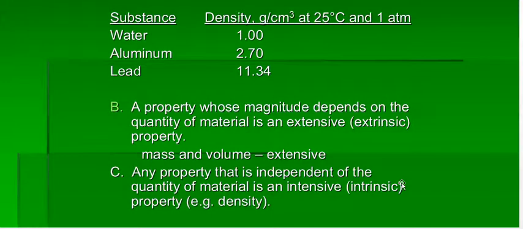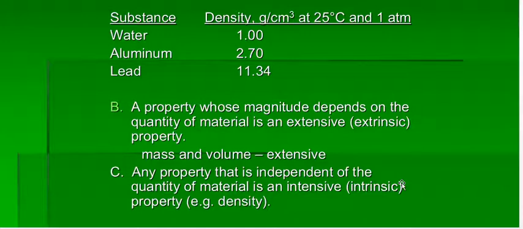Here are some substances and their densities at 25 degrees Celsius. Density depends on temperature. If the temperature changes, so does the density. Density of water is 1. We use that quite often. Density of aluminum is 2.7, for example. So if I put a piece of aluminum in water, it would sink because it's more dense.